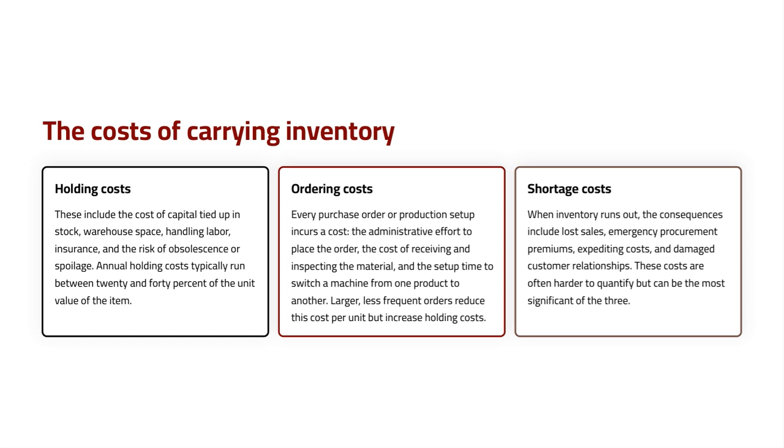Finally, we have shortage costs. These happen when inventory runs out, leading to lost sales, emergency purchase premiums, expediting costs, and even damage to customer relationships. Although shortage costs can be hard to put a number on, they often turn out to be the most significant and damaging of all three cost categories.